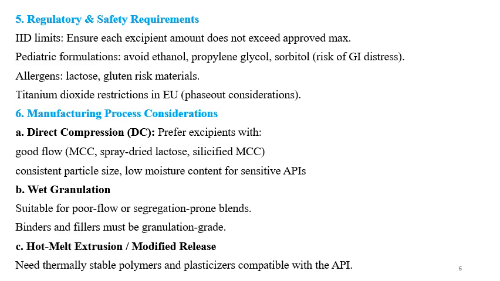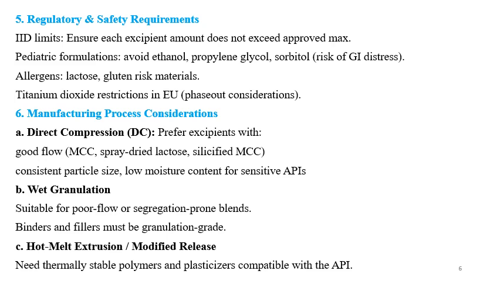Based on your manufacturing process, you need to select the excipients. DC process requires good flow, less segregation, better mixing. So MCC spray dried materials, silicified MCC can help you. Then the materials which have consistent particle size, density and low moisture can be selected for the moisture sensitive APIs. Then for wet granulation, suitable for poor flow and segregation prone blends, binders and fillers must be granulation grade.